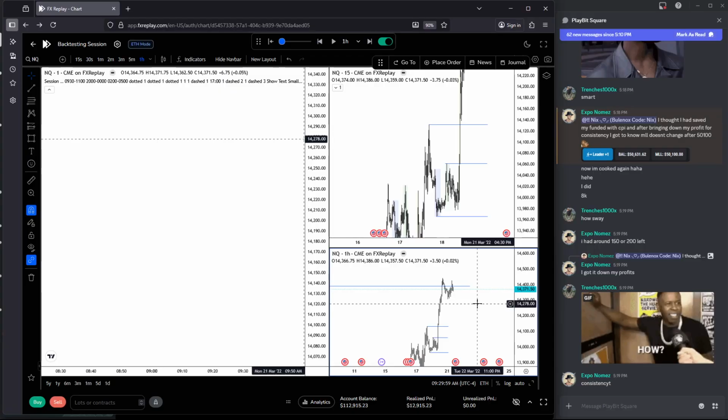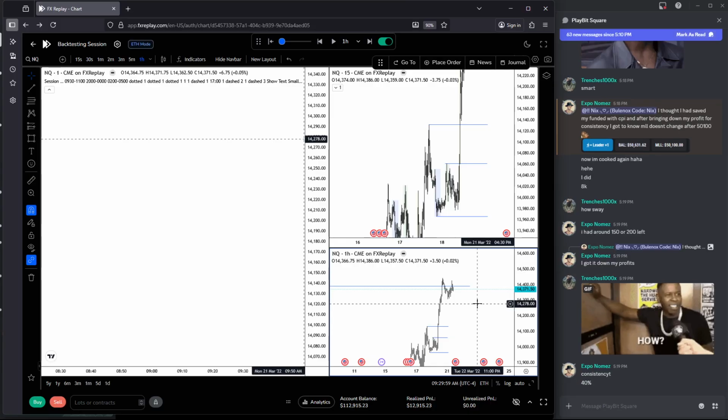Why would you get down your funded profit? No, it doesn't matter. That's what I say. Don't try to lose money, because you're harming yourself by losing money. Because 40% is going to be the same, regardless of whether you made 2k or 8k. It's going to be the same because you still need to make 60% of whatever your highest winning day is.